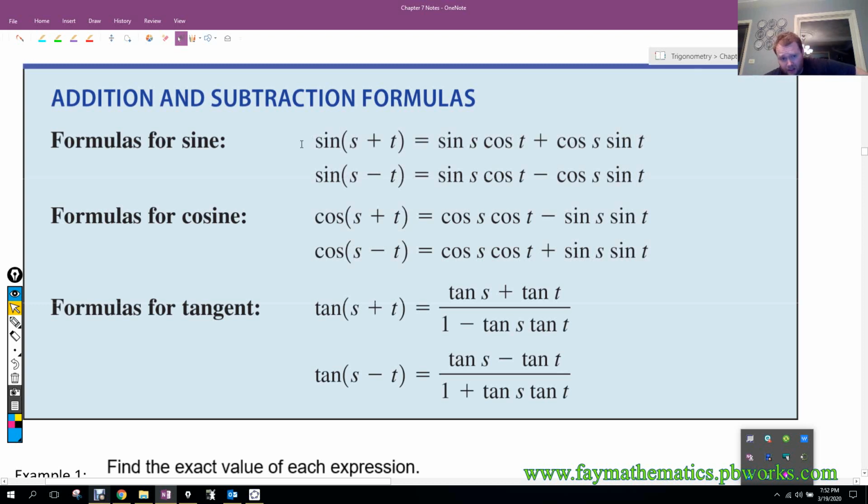A couple strategies I use, for instance, this is one, sine of s plus t. If it starts with sine, I know the pattern goes sine, cosine, and then sine, S-I-G-N, that goes with the sign that was chosen here. And then cosine, and then sine. So it goes sine, cosine, sine, S-I-G-N, cosine, sine.